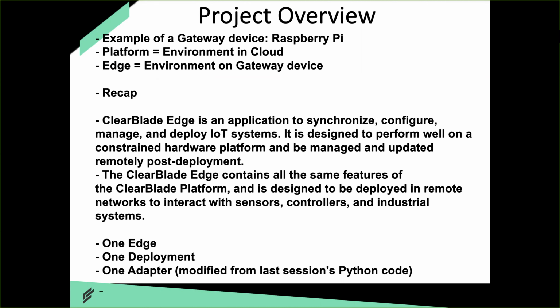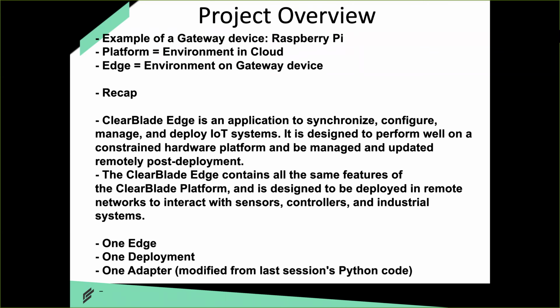A couple of terms I'm going to use today. First of all, when I say gateway device, I'm talking about a small limited resource computer, something like a Raspberry Pi, which is often used for industrial applications. And we're going to deploy our ClearBlade Edge on something like that. Today, we're going to use our computers, but it could absolutely be one of those. When I say platform, I'm talking about our environment in the cloud, which is the home where our IoT systems reside. And when I say edge, I'm referring to the environment on the gateway device.